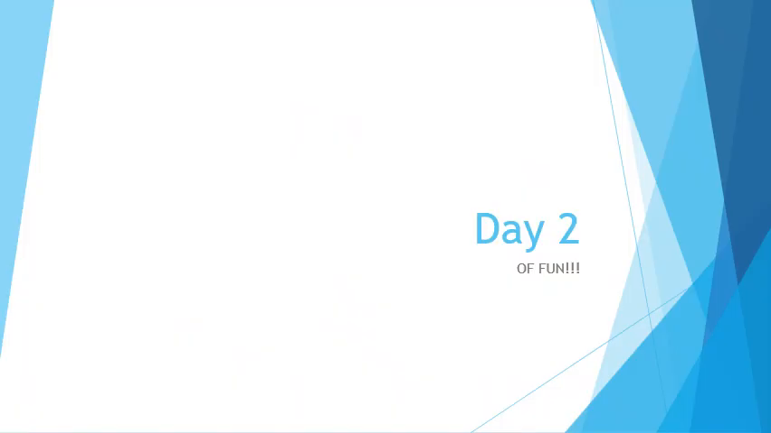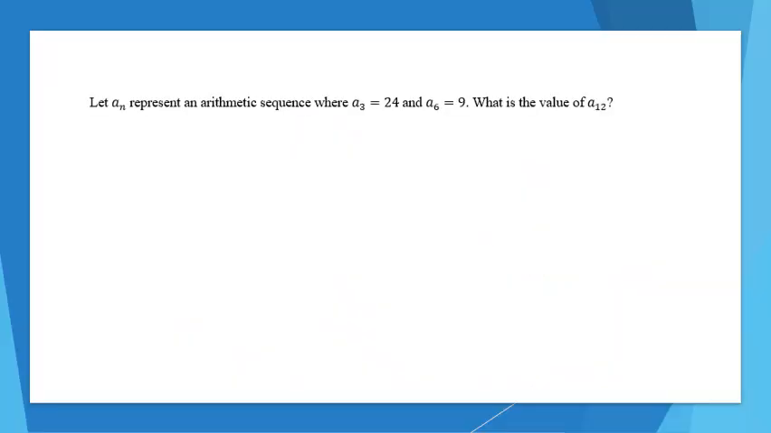All right, so for day 2 here, let's get right into the bell ringer. Pause the video now if you haven't done this yet, because I'm about to go over the answer. Here, we are given two terms. We're given our third term of a sequence to be 24, and our sixth term to be 9. What is the value of the 12th term?